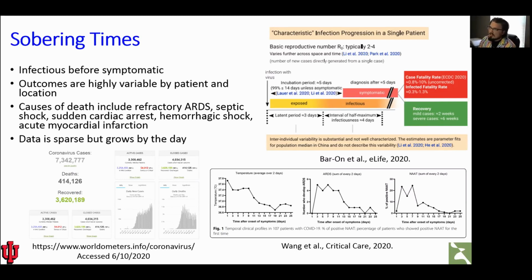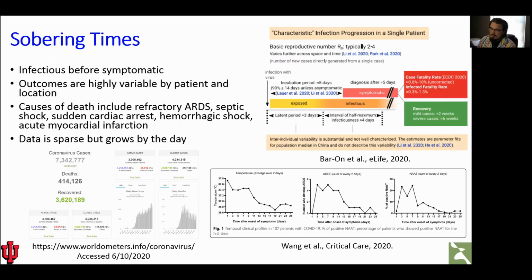It's a particularly tricky and difficult bug to deal with for a lot of reasons, particularly that patients tend to be infectious before they're symptomatic, and that the outcomes between infected patients can vary a lot, not only from person to person, but also by location, and also concerning the causes of death. There have been many reported causes of death due to complications associated with COVID-19, and those range from cardiovascular issues to respiratory issues and so on and so forth.